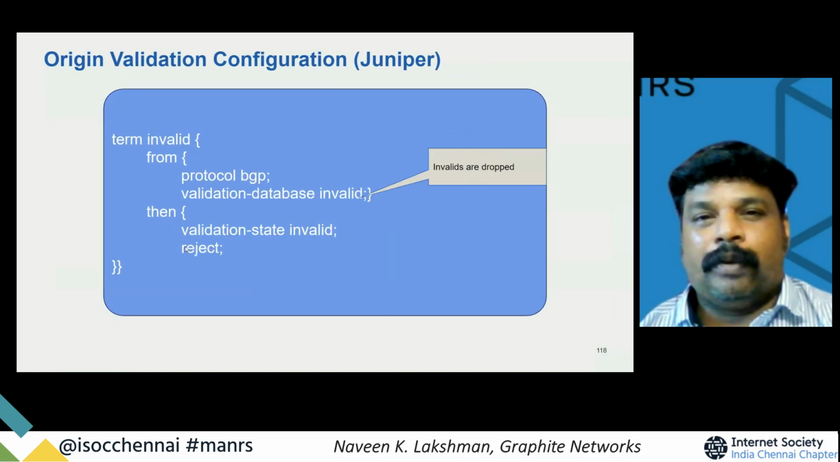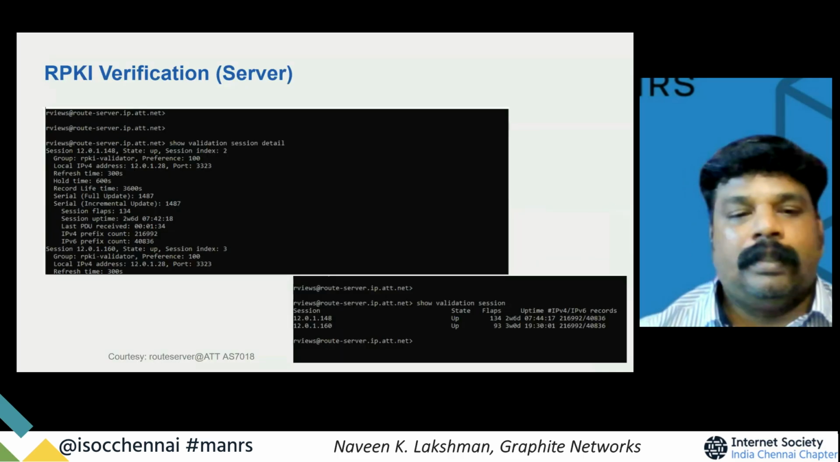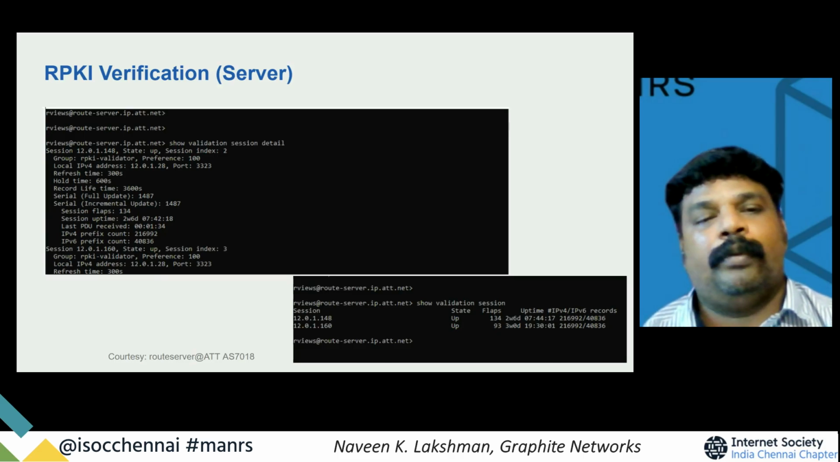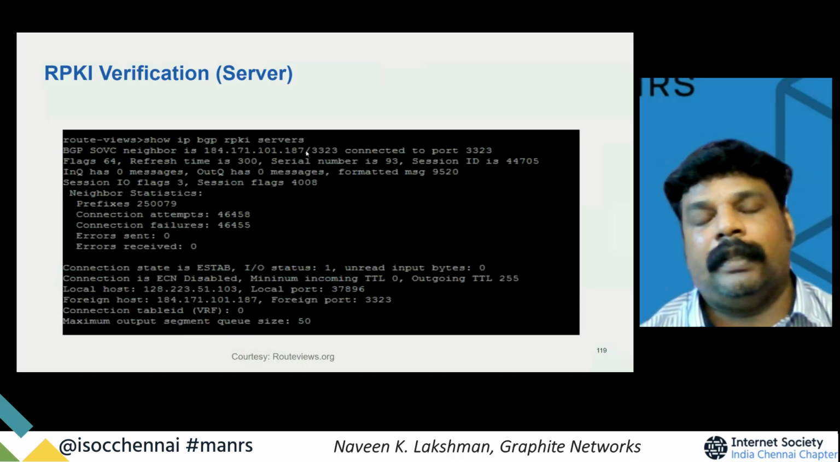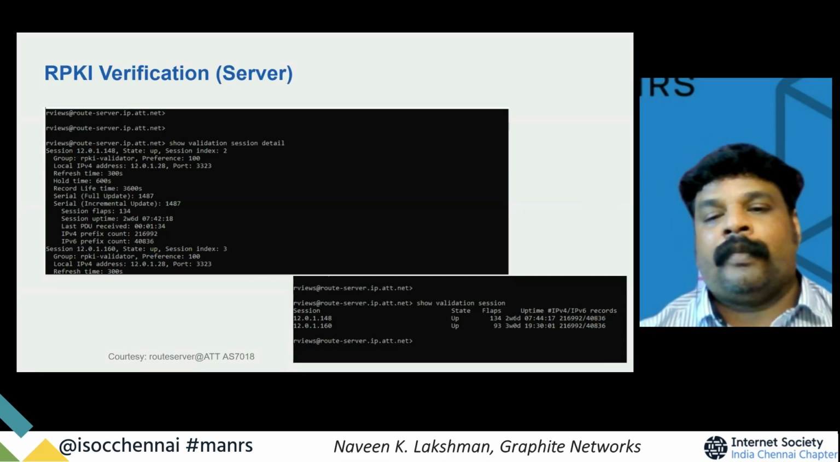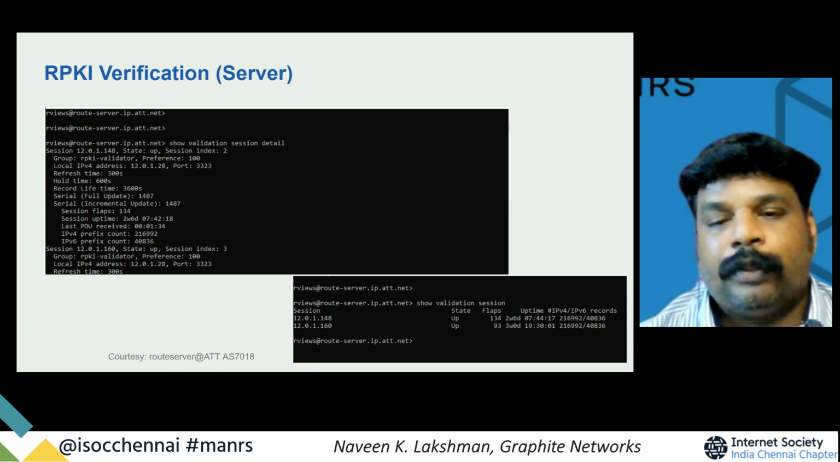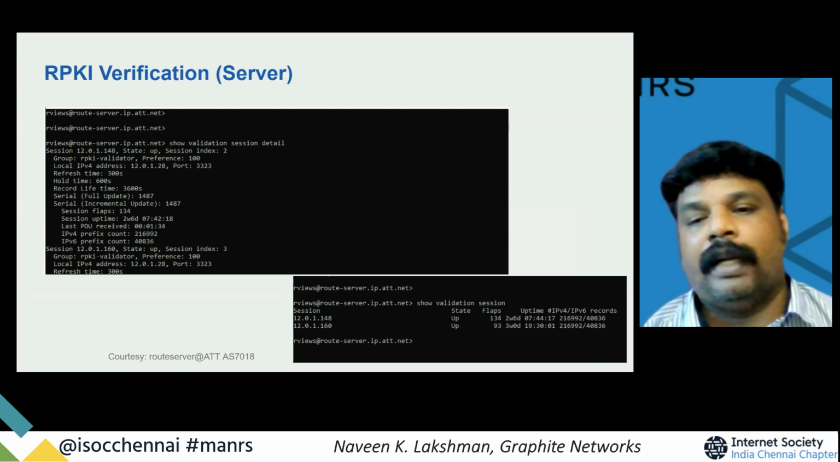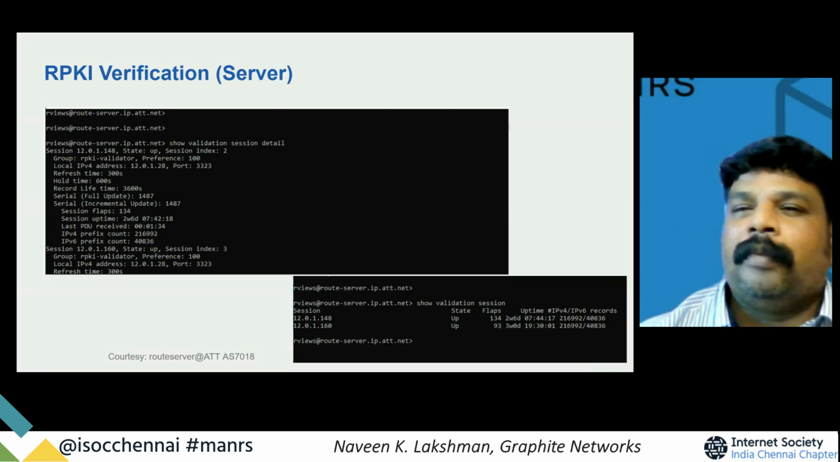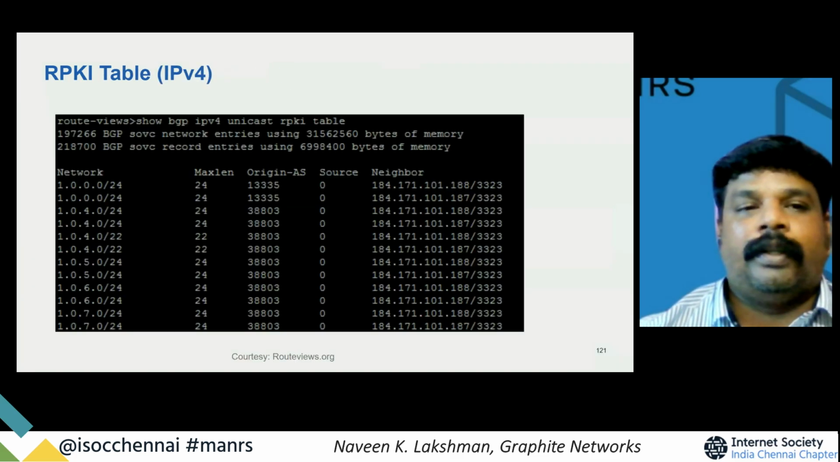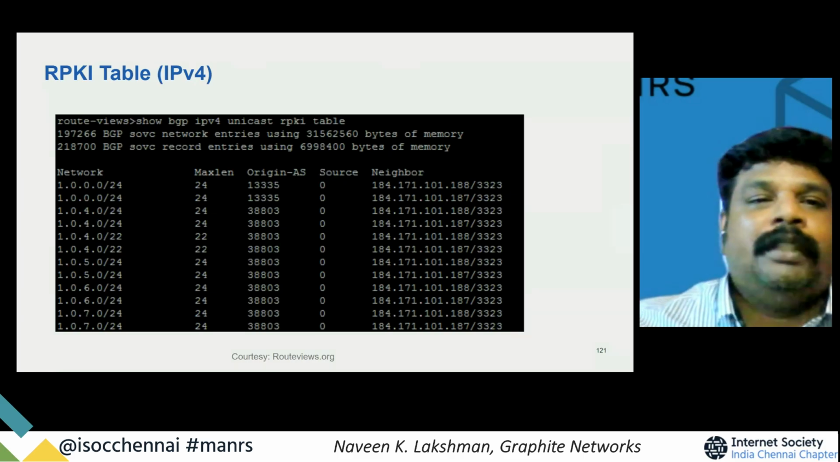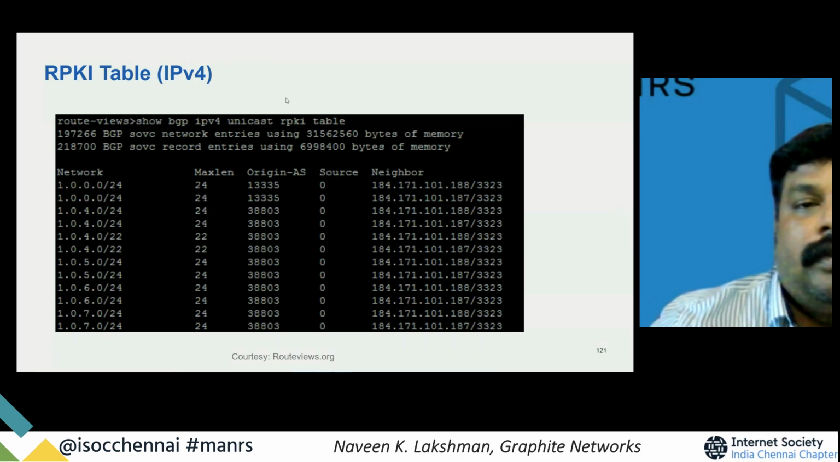So these are configurations, you can look into it. And this is a route server with AT&T, which is running Juniper. If I do a show validation session detail, I can see the details of it. So this is a Cisco configuration. I think BGP RPKI servers is Cisco, and this is Juniper. If I hit the command show validation session, it shows that there are 2 validators. So it's always recommended to run multiple instances of validators to maintain failover. And if I go to the router again and hit the command show BGP IPv4 unicast, that would show you the list of prefixes which are valid or invalid.